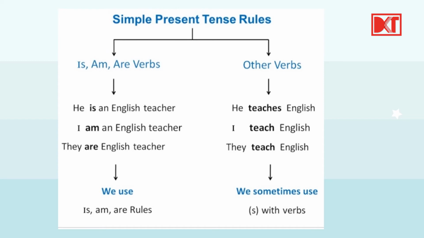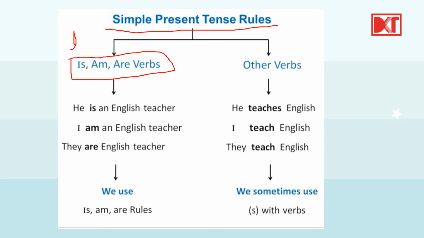Now we have the simple present tense rules. Now these simple present tense rules, as I told you, are about how the formation happens in simple present tense. Now for the is, am, are verbs, which means when we are talking about to be, when we are talking about a state of being, those verbs.